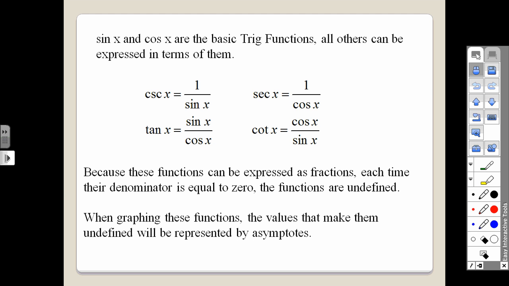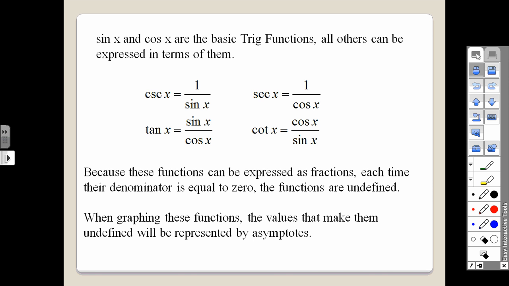Okay, so what you need to understand is that sine and cosine are just the basic trig functions, and that all the other trig functions, the other four that we have, can be expressed in terms of them. And for cosecant and secant, those are the reciprocal of sine and cosine. And then tangent can be defined as sine divided by cosine, and then cotangent, being the reciprocal of tangent, naturally leads it to be cosine divided by sine.